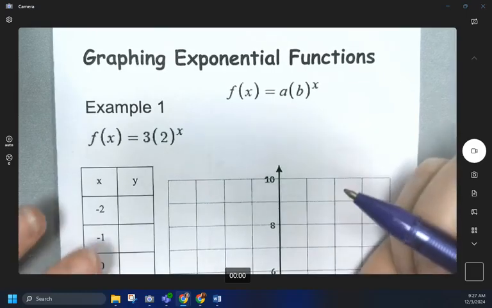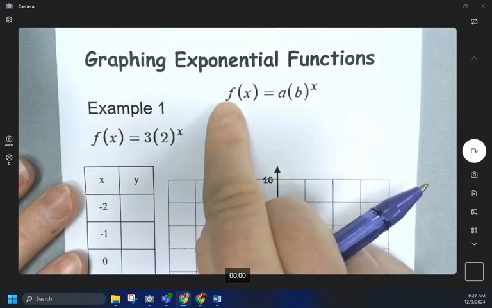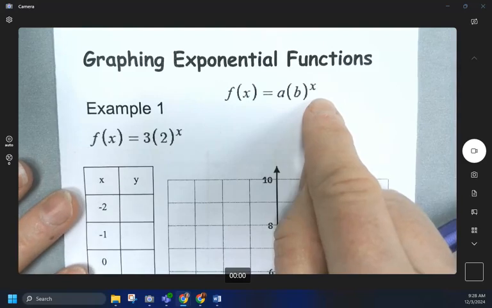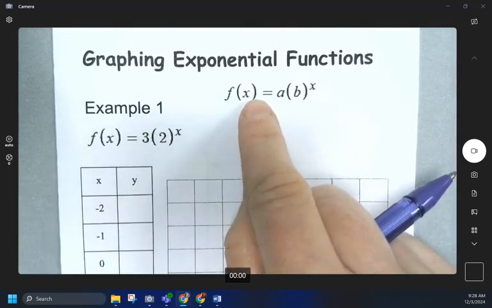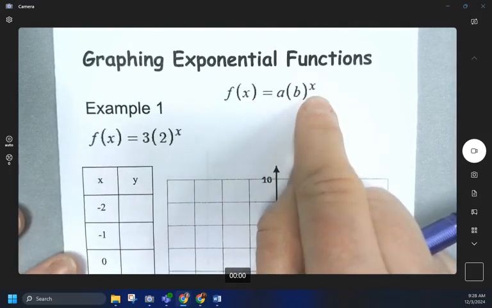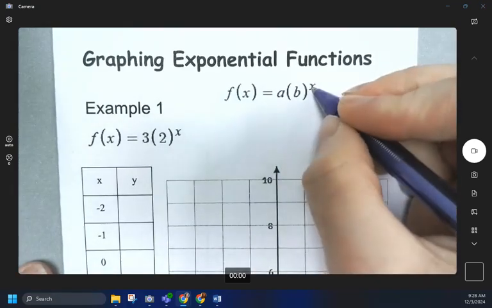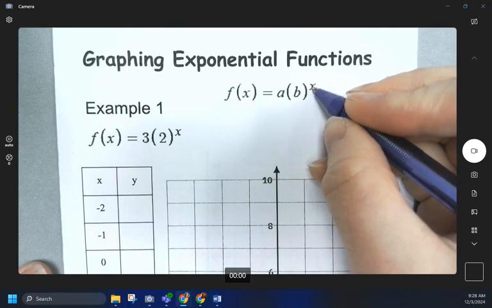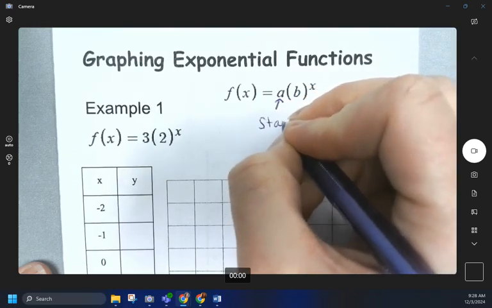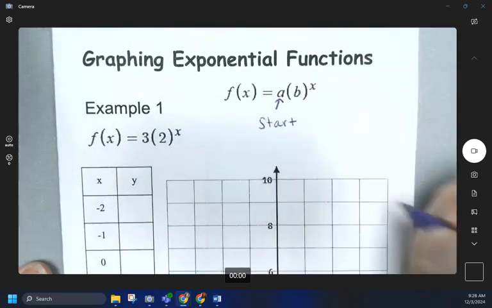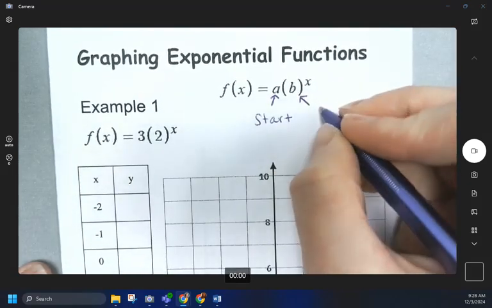Okay, let's look at how to graph exponential functions. So the first thing is looking at our exponential formula. F of x equals a times b to the x. The way you know it's exponential is x is the exponent. A stands for our starting amount or the y-intercept. B stands for our growth or decay factor.